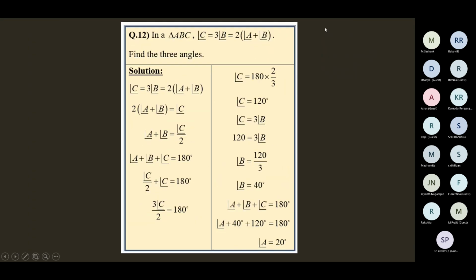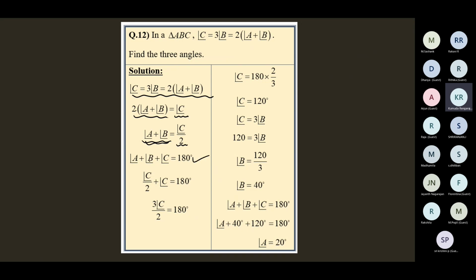Okay. Next one. This is the other method, children. So here, what I've done is, this is what is given to us. So we know that twice of angle A plus B is equal to C. That means A plus B is equal to C by 2. This 2 comes for division, no? So C by 2. So now this we know.